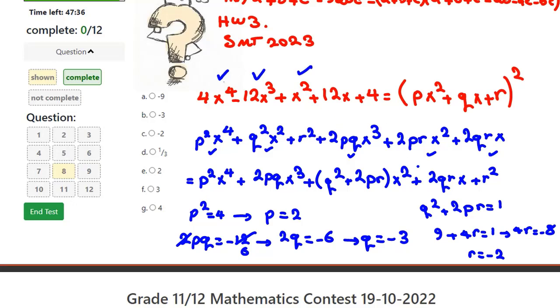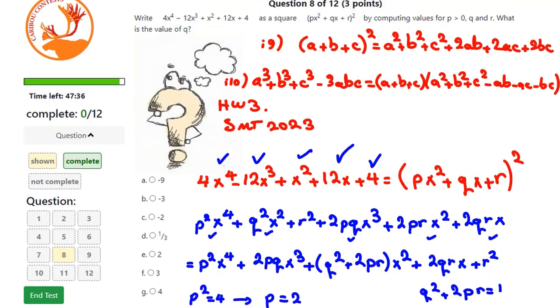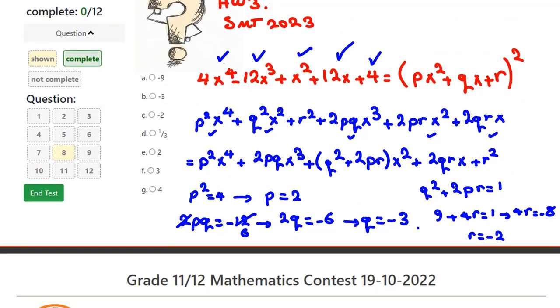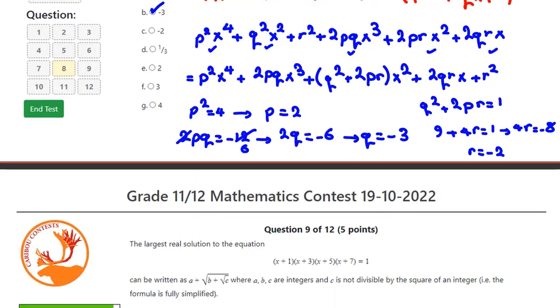Now let's check this one. Coefficient of x, 2qr. 2qr is what? Is 12. 2 times 6, 12. So this one is okay. And r is negative 2, r squared is 4. Okay, so we found p, q, r: p is 2, q is negative 3, r is negative 2. The problem says find q. Q is what then? Negative 3. This choice. Okay.